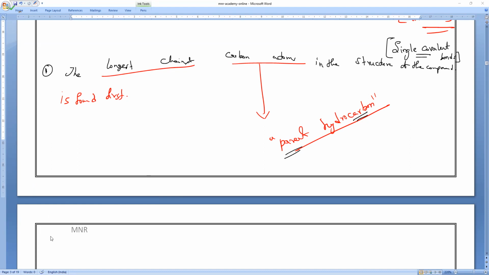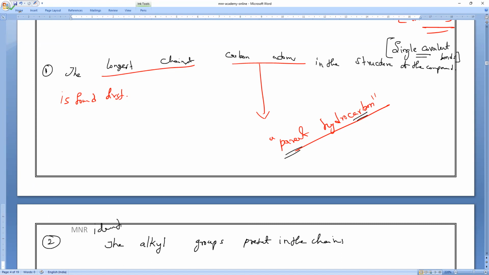Next, the second one is the alkyl groups. We already studied that when one hydrogen is removed from the alkanes, we get alkyl groups. So you have to find the alkyl groups present in the chains. Identify alkyl groups present in the chains.